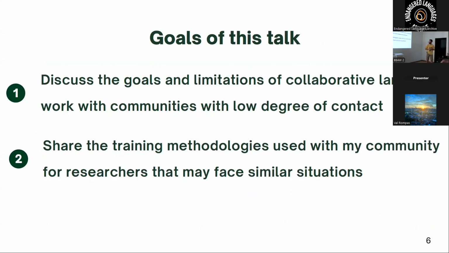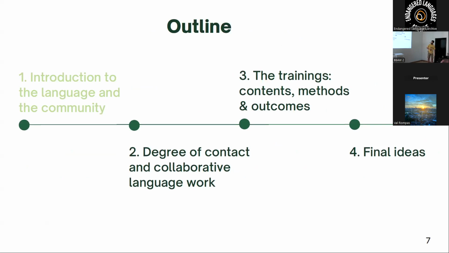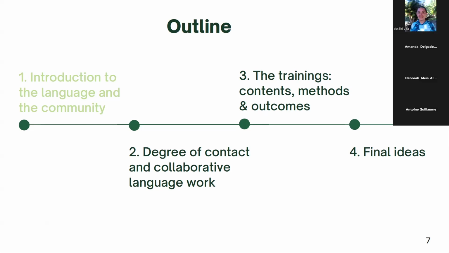So the goals of this talk are basically 2. The first one is to discuss the goals and limitations of collaborative language work with communities with a low degree of contact, and a bit more generally, with communities in general. And the second one is to share the training methodologies used with my community for researchers who might face similar situations. And I'll do that by, well, we already went over the introduction, but I will briefly discuss why I think it's important to take into account the degree of contact when starting collaborative language work. And then the main part of the talk will be about the training itself, mainly the contents, the methodology, and the outcomes. And I will finish with some final ideas.